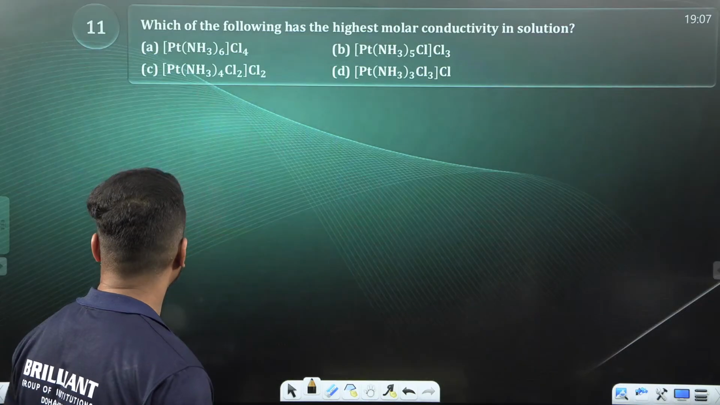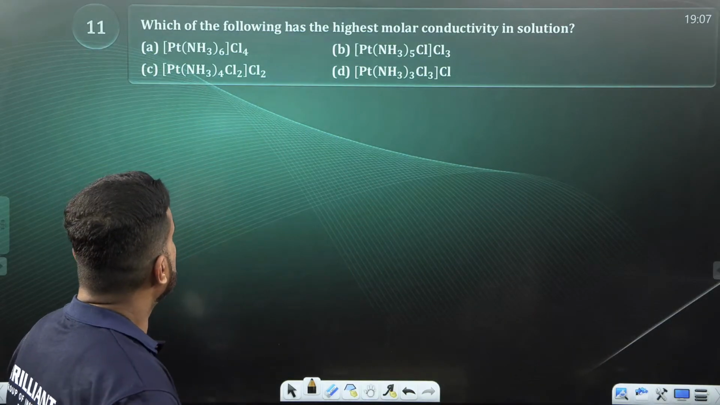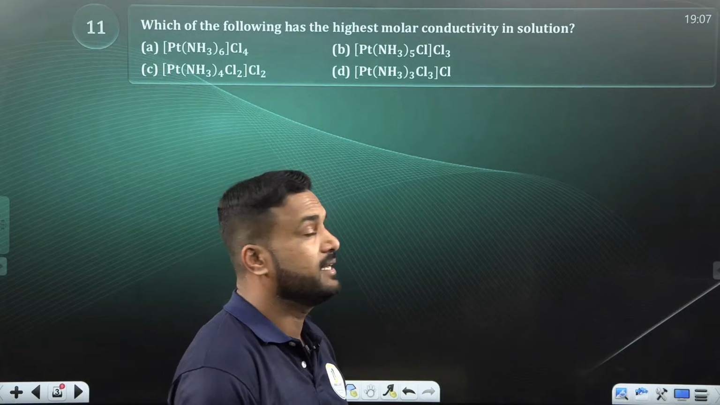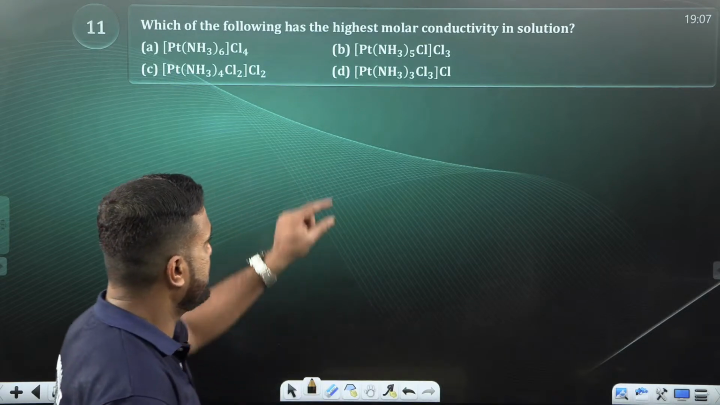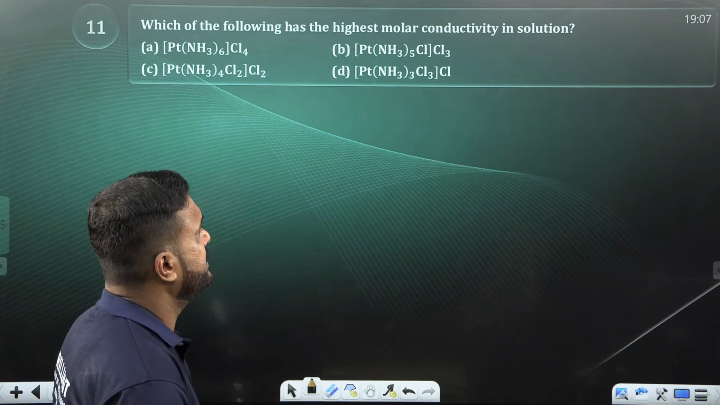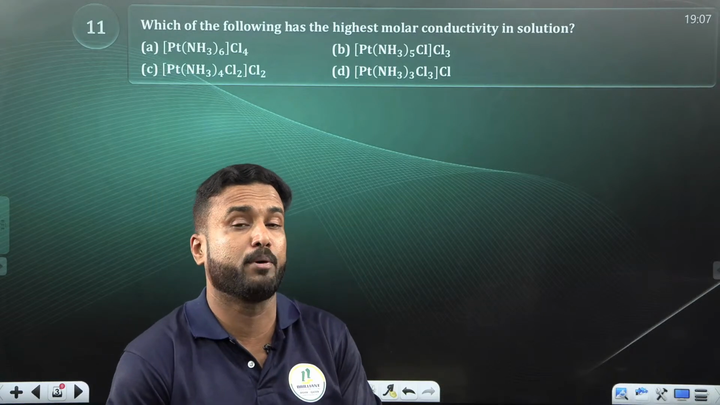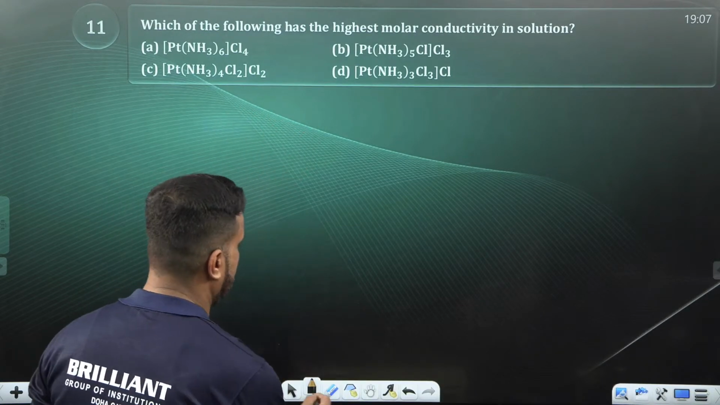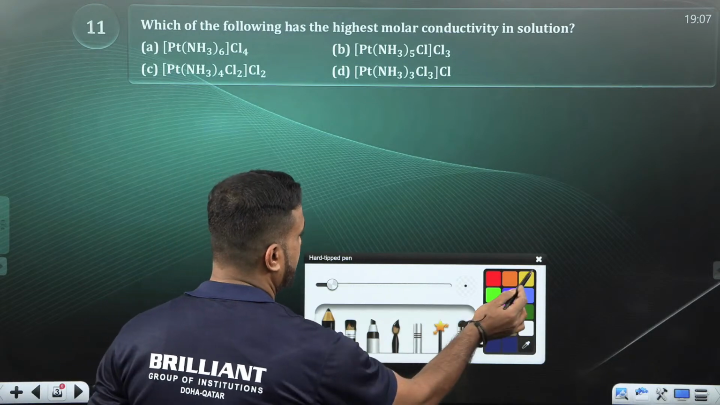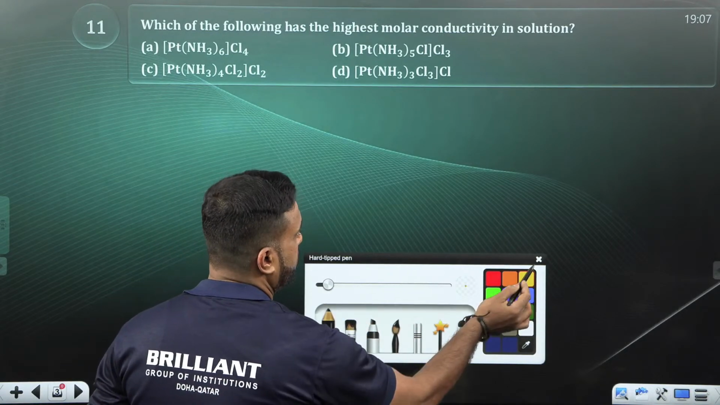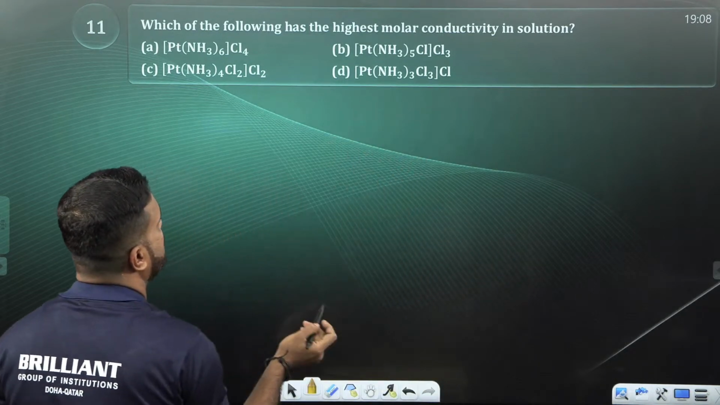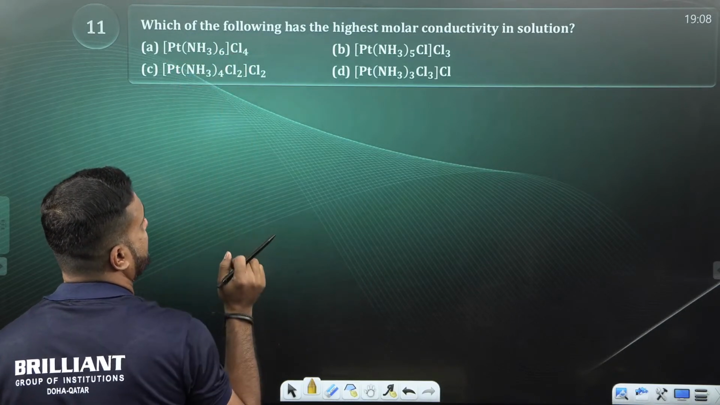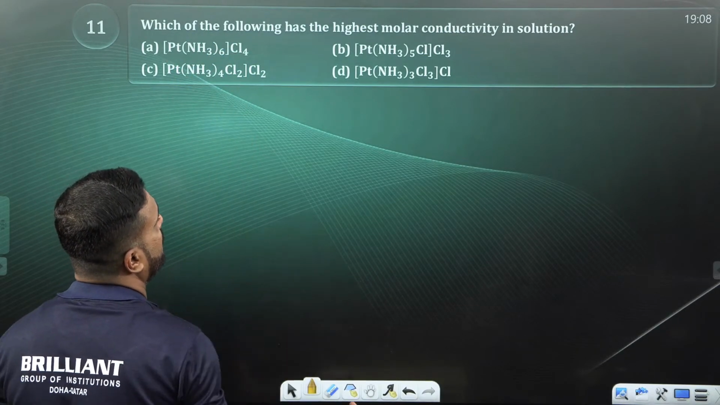Question number 1. The first question is, which of the following has the highest molar conductivity in solutions? As you know, molar conductivity directly depends on the number of ions produced. They gave coordination compounds. When a coordination compound dissociates in aqueous solution, the species inside the coordination sphere, called the coordination entity, will not dissociate into simple ions.